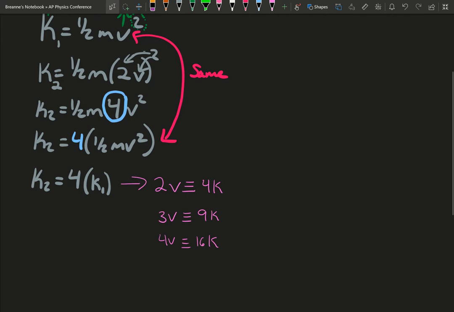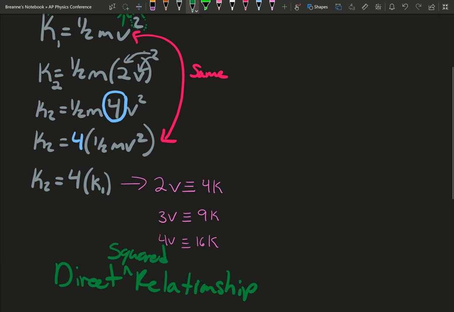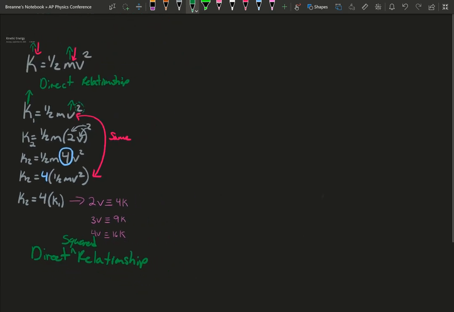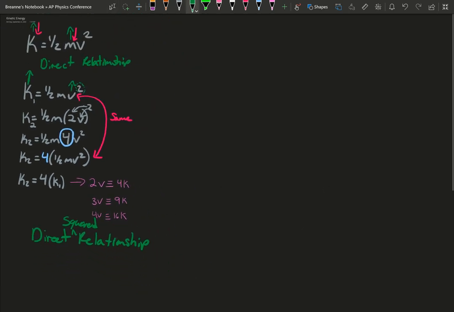That this is still a direct relationship. But because of this little squared right there, it becomes a direct squared relationship. So still a direct relationship. It's just because of that squared, it becomes a direct squared relationship.